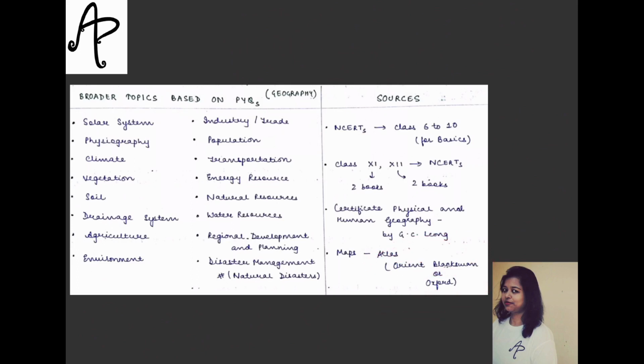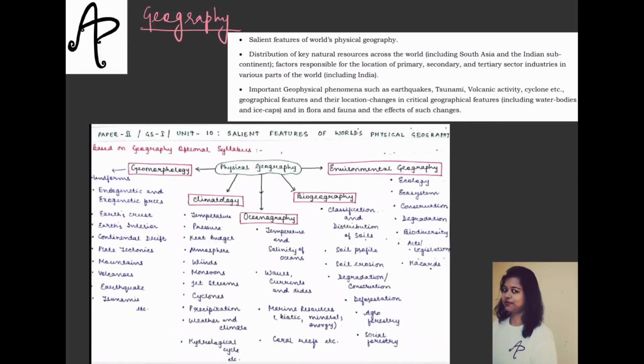So this was all about the bifurcation of the geography series. I hope these 3 topics, the way I have divided them in detail, were a little convenient for you. So this is how we are going to proceed for the other GS papers also. GS1 ends here. Now I'll start with GS2.